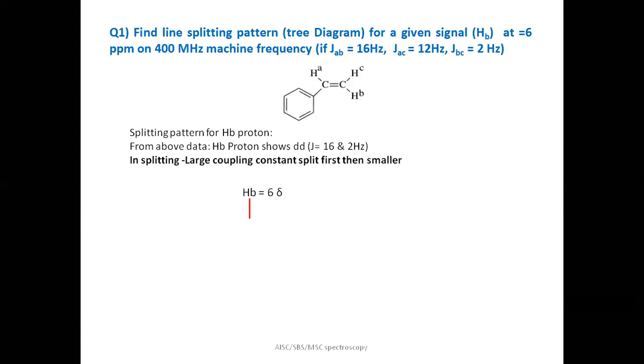If this line is of HB, listen carefully. How much delta for HB? 6 delta. Let us say this HB is going to split. So we are making the tree diagram. HB is going to split, and it is giving a signal, doublet of doublet, with 16 and 2 hertz. So out of 16 and 2 hertz, which is the larger coupling constant?